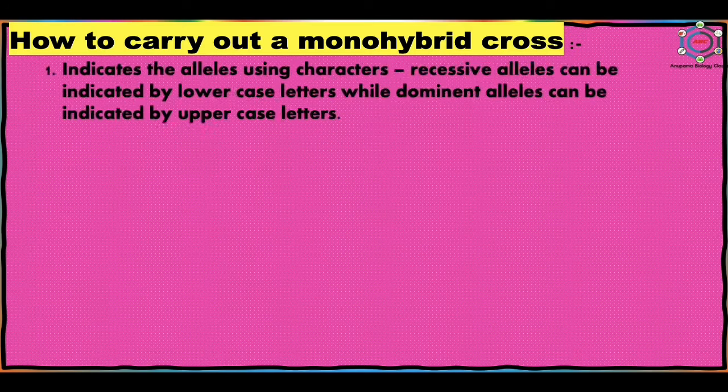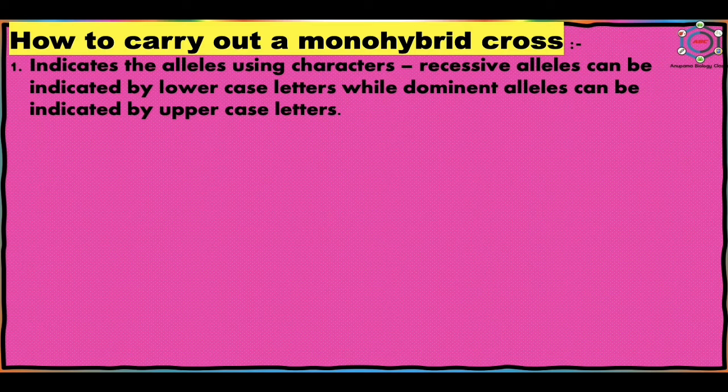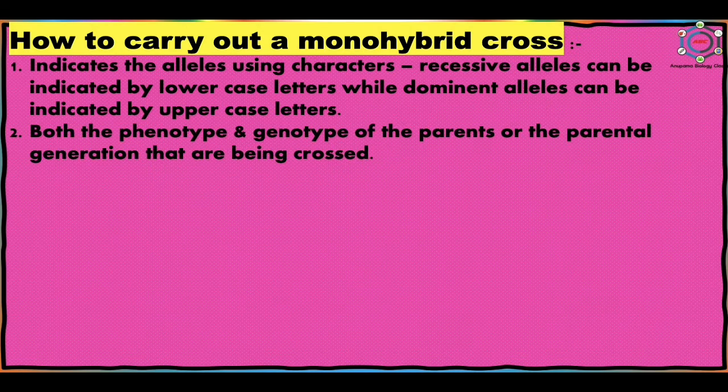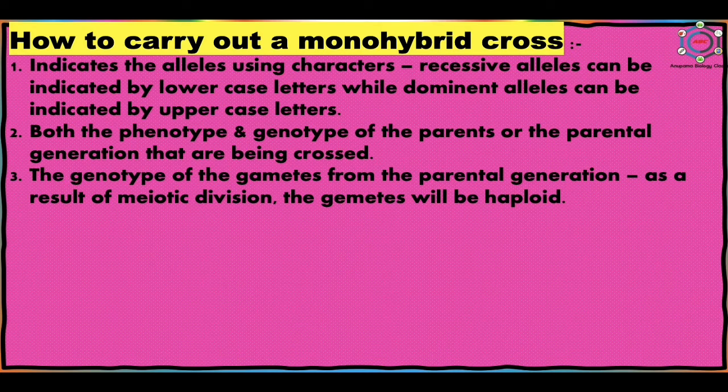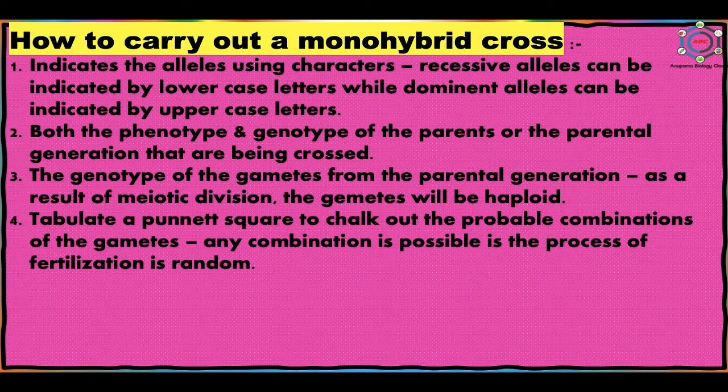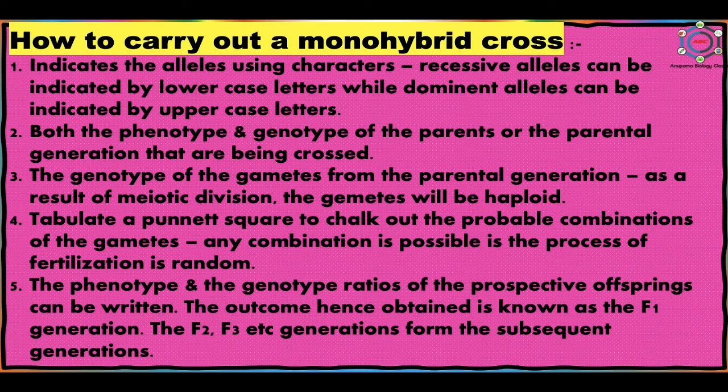Now, how to carry out a monohybrid cross? For this, indicate the alleles using characters, that is, recessive alleles can be indicated by lowercase letters, while the dominant alleles can be indicated by uppercase letters. Write both the phenotype and genotype of the parents or the parental generation that are being crossed. Write the genotype of the gametes from the parental generation; as a result of meiotic division, the gametes will be haploid. Tabulate a Punnett square to check out the probable combinations of the gametes. Any combination is possible, as the process of fertilization is random. The phenotype and the genotype ratio of the prospective offspring can be written. The outcome hence obtained is known as the F1 generation. The F2 and F3 etc. generations form the subsequent generations.